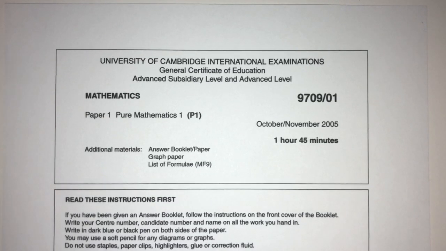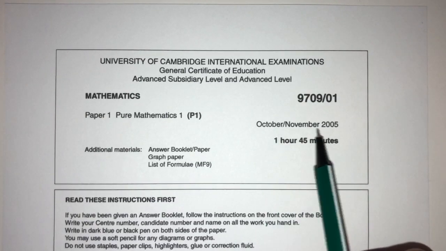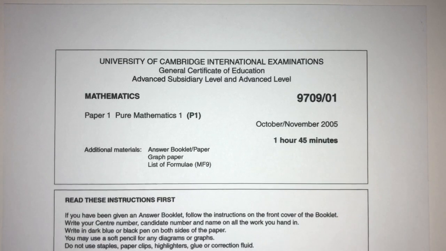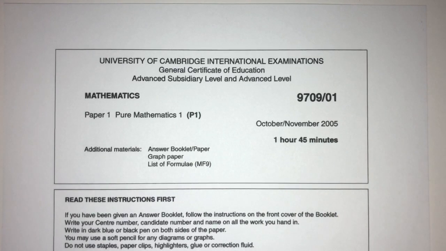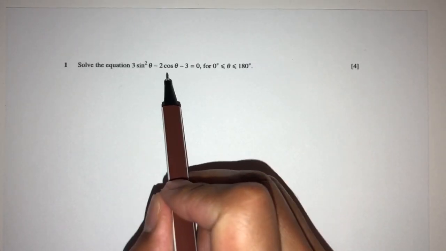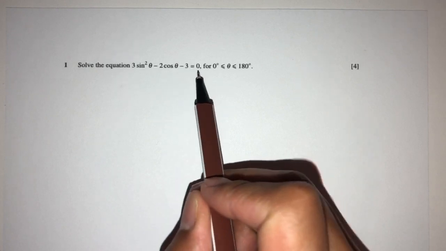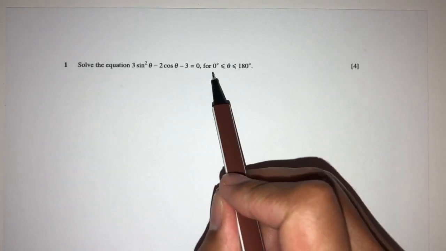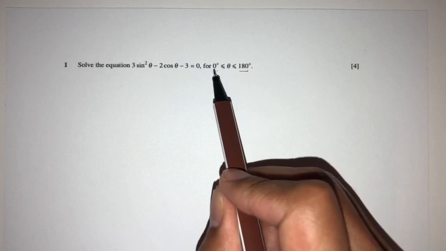This one is paper 1 of October-November 2005 of A-Level Math. With that being said, let's move on to question number 1. So here we have to solve the equation 3 sine square theta minus 2 cos theta minus 3 equal to 0 for the value of theta between 0 and 180 degrees.